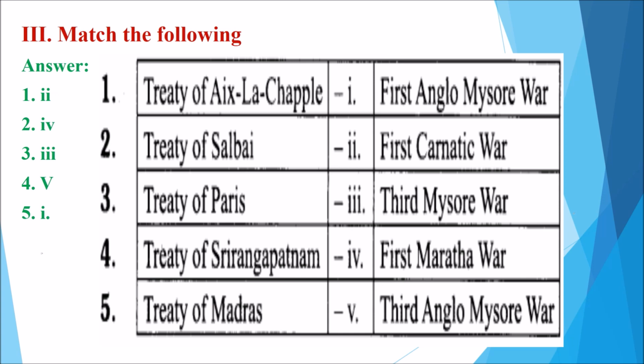1761. Roman letter 3. Match the following. Question number 1. Treaty of Aix-la-Chapelle. So the correct answer is First Carnatic War. Question number 2. Treaty of Salbai. So the correct answer is First Maratha War. Question number 3. Treaty of Paris. So the correct answer is Third Mysore War. Question number 4. Treaty of Srirangapatnam. So the correct answer is Third Anglo-Mysore War. Question number 5. Treaty of Madras. So the correct answer is First Anglo-Mysore War.